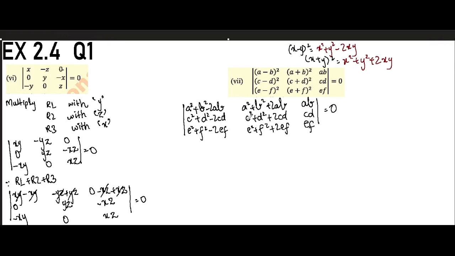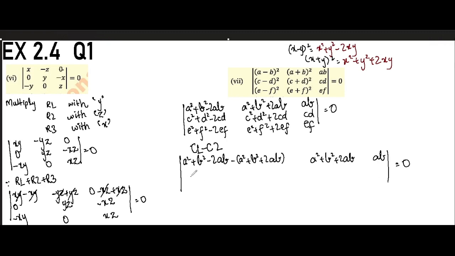Now what we are going to do is we are going to add up, not add, basically we are going to do this: column 1 minus column 2. So we have a square plus b square minus 2ab minus a square plus b square plus 2ab, and the rest of the columns will be written as it is. So we have a square plus b square plus 2ab, and then ab, it is equals to 0. Now let's do the same with the rest of the rows.